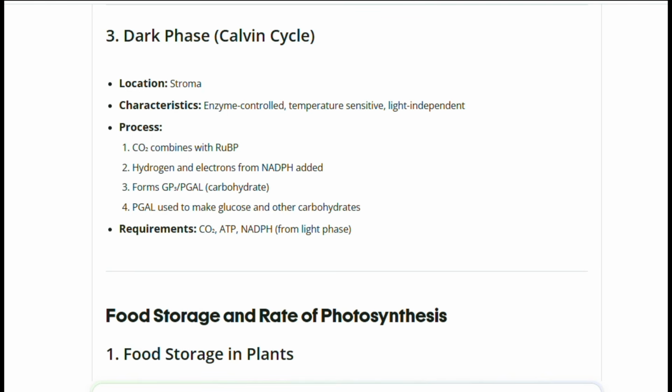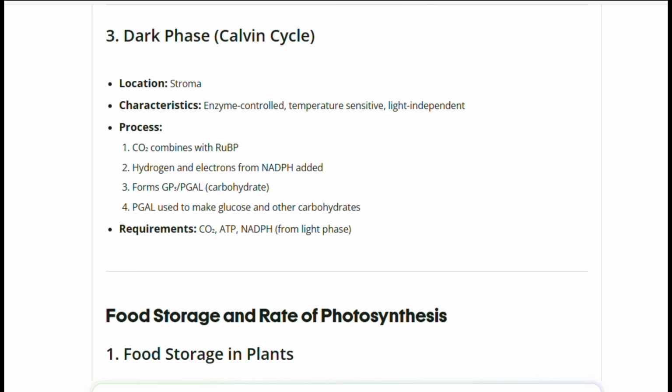Stroma, yeah. Characteristics: enzyme controlled. Remember we talked about the enzymes. We said it is controlled by the enzymes, right? Therefore, it is affected by the temperature. We did talk about this. And we said that it is light independent, right? It occurs in the stroma of the chloroplast. Hence, we said the location is stroma.